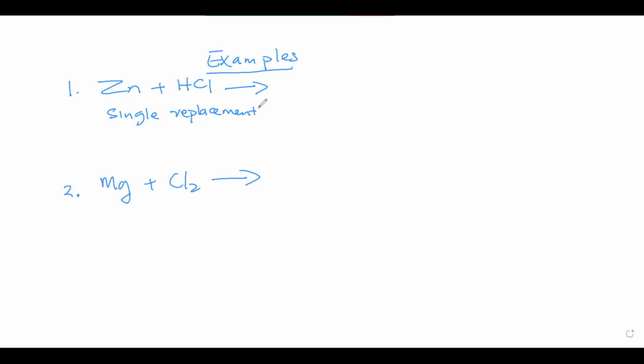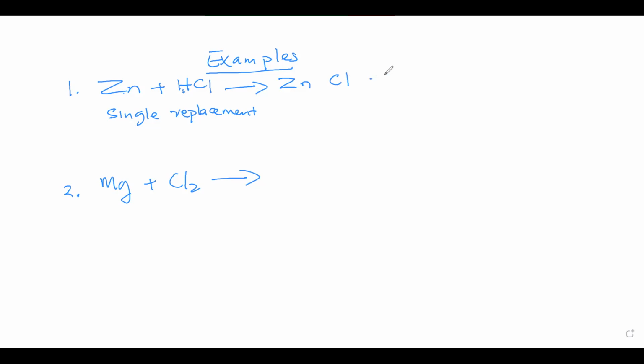Now, this one involves an element, a metal, and an acid, right? So this zinc will kick hydrogen out. You look at the activity series, you see that zinc is higher than hydrogen. So when it kicks hydrogen out, it will take the place of hydrogen. It will be zinc chloride. Now you have to refer to what we did on writing formulas. How do we write the formula between zinc and chlorine? You have to do that.